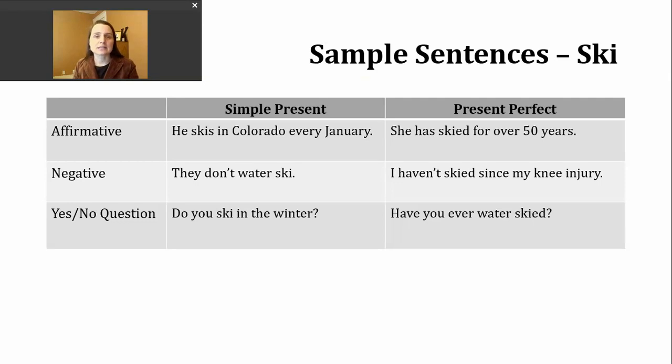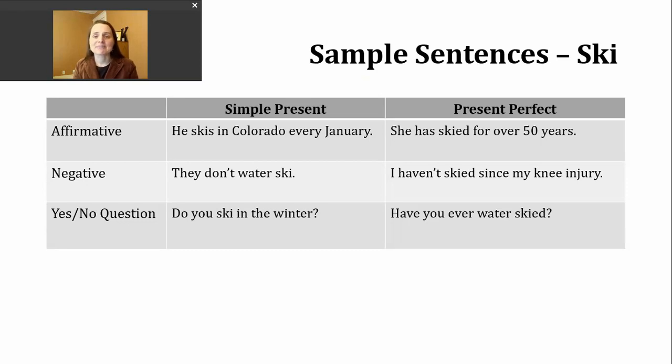To make the present perfect, we're going to use the present form of have, which is have or has, again, depending on our subject. So if our subject is I, you, we, or they, we'll use have. If our subject is he, she, or it, we'll use has. And then we're going to use the participle form of the verb.